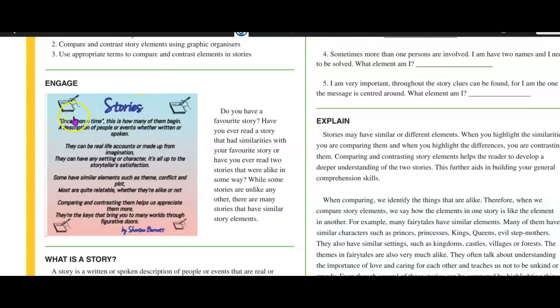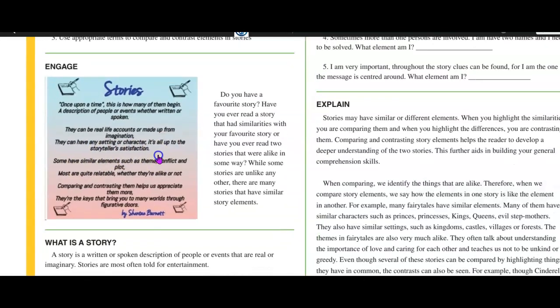So here we have stories. Once upon a time, this is how many of them begin. A description of the people or events, whether they are written or spoken. Stories can be real life accounts or made up or imaginary. They can have any setting or character. It is all up to the storyteller's satisfaction.